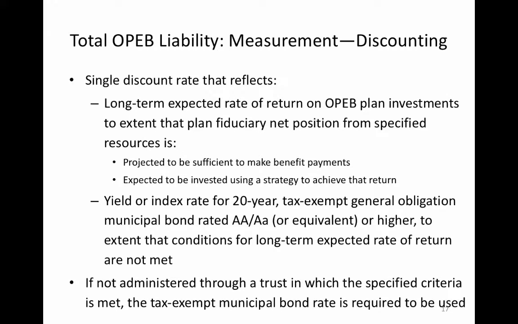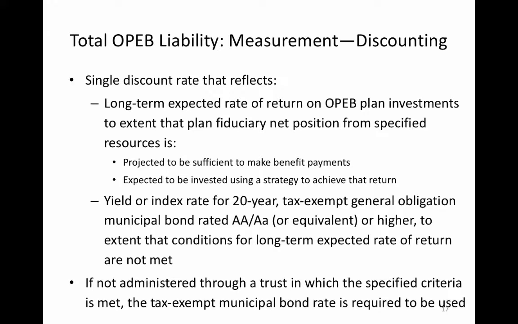For this, the slide actually just says OPEB, but it applies to pensions as well. The discount rate that is used to discount those projected benefit payments to their actuarial present value is a single rate that reflects the long-term expected rate of return on plan investments, as long as it is projected that there will be sufficient assets in the plan to make those payments. And if not, they will discount using a municipal bond rate, specifically one for a 20-year tax-exempt general obligation bond rated AA or its equivalent or higher.